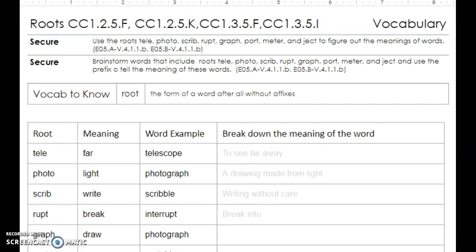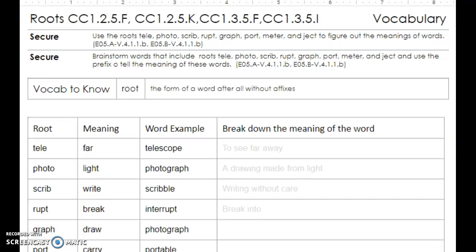So today we're going to look at roots as a vocabulary skill on page 34 in the Grab and Go. By the end of the year, you need to be able to use all the roots on the page, but right now we're just going to focus on the first four. So a root is a form of a word after all the affixes have been removed.